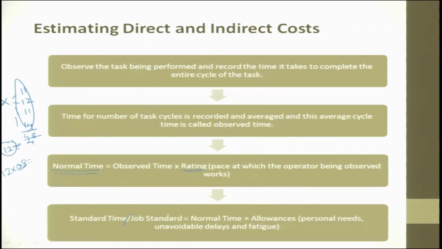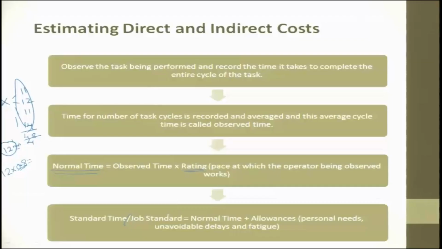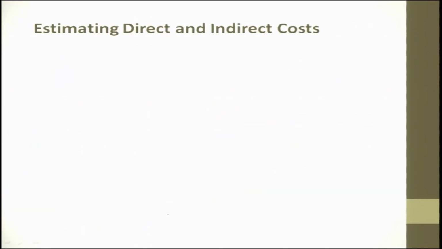Okay. So, if an old man does, or if an unskilled labor does, he might take more time, but when a skilled labor does, he does it in a short span of time. So, now you have to establish a standard. That is nothing but the standard time, the job standard. So, that is normal time plus allowance, all put together, and that is how you try to find out the estimate of the direct cycle time.